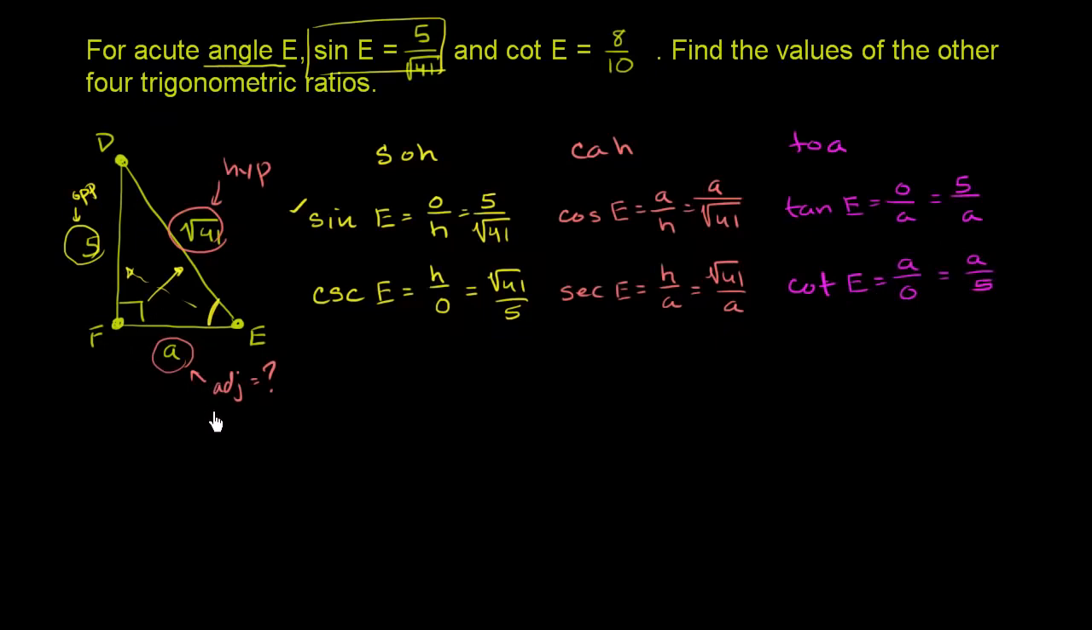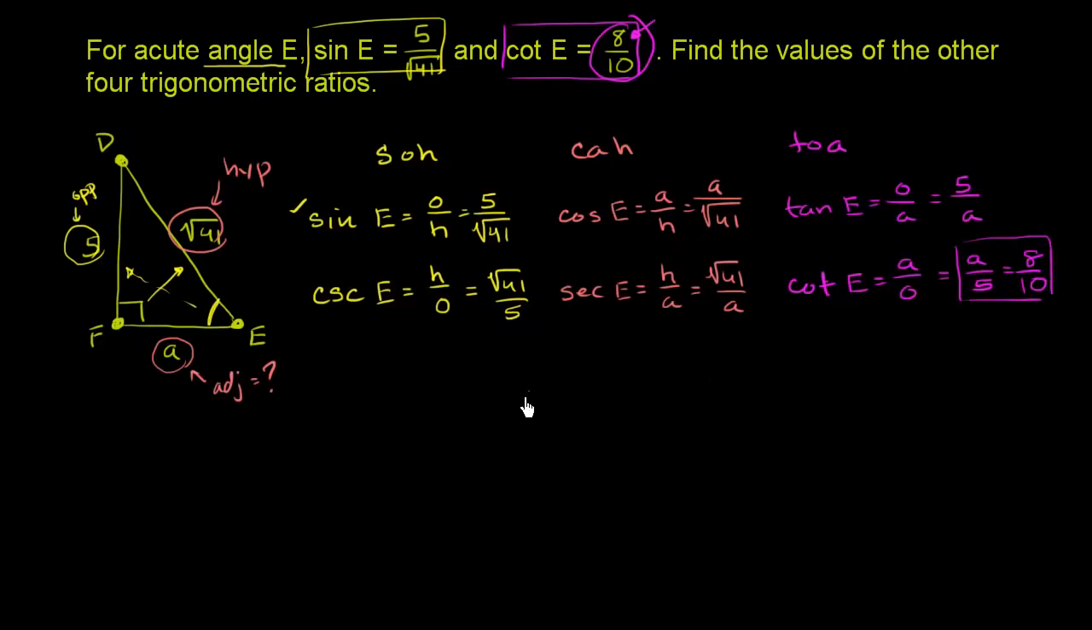But what do they already tell us? And using that, can you figure out what A is? They already told us that cotangent of E is equal to 8/10. There's a little clue here that this is not fully reduced. 8 and 10 share common factors. So if we use the definition of cotangent of E, we get A over 5. But they tell us that that is going to be equal to 8/10. So we have an equation now to solve for A. And if we solve for A, now we can figure out all of the other ratios.